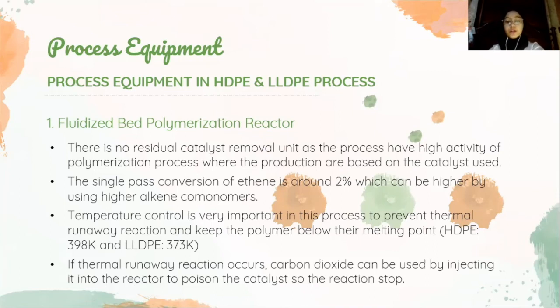If a thermal runaway reaction occurs, carbon dioxide can be injected into the reactor to poison the catalyst so the reaction can stop.